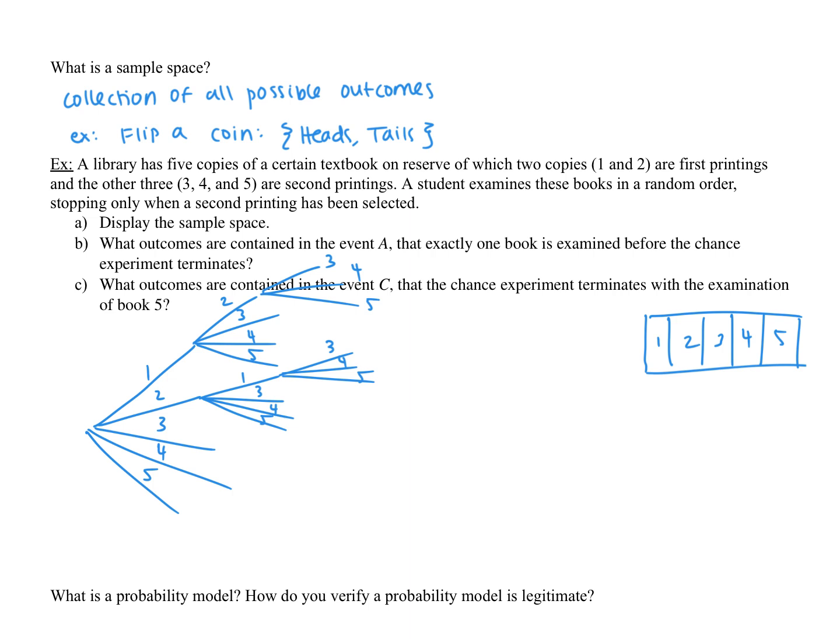If you didn't like that way and you wanted to list it out instead, you could list out all of the options. So the first option, 1, 2, 3. So 1, 2, 3, 1, 2, 4, 1, 2, 5, and so on and so forth. And this just means first book, second book, third book.